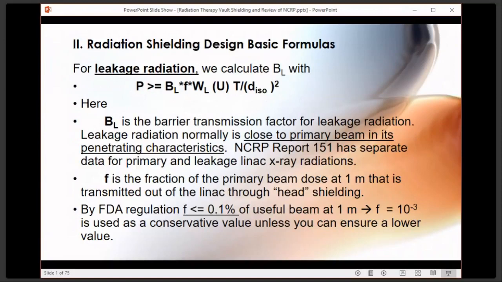That little f is the fraction of the primary beam at 1 meter that is transmitted out of the LINAC anywhere at a meter away from the electron beam path. And by FDA regulation, this should be less than or equal to 0.1% of the useful beam at 1 meter. So f is 10 to the minus 3, and you can use a more conservative value if you can guarantee it, so to speak, that the manufacturer has shown you for sure, like it might be 0.5 times 10 to the minus 3.